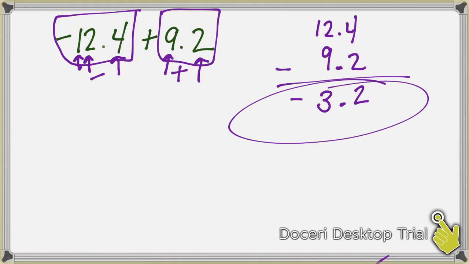All right, what about this one? Negative 0.5 minus 3.7. Okay, pause it and try it, and then we'll talk about it. All right, so now that you've tried it, let's do it.